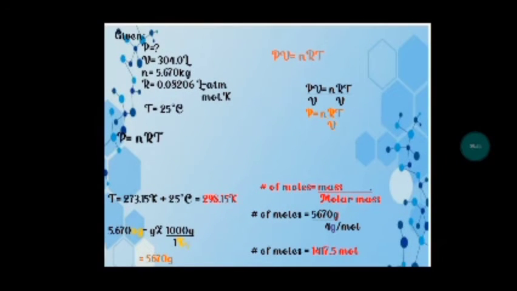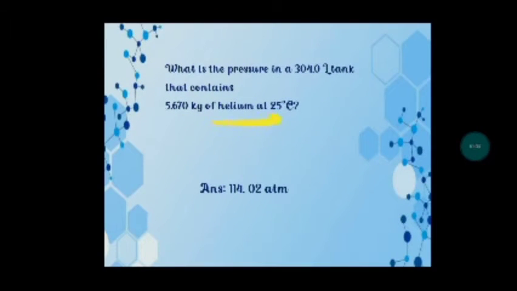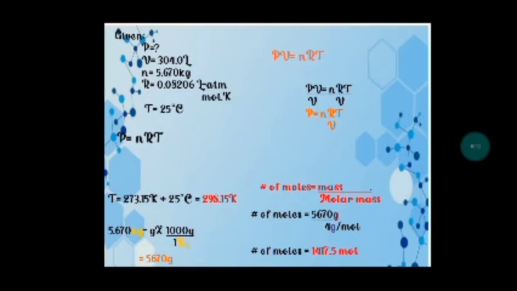So here our mass is 5,670 grams. The problem asks for 5 kilograms of helium, so we need the molar mass of helium. In the periodic table, the molar mass of helium is 4.